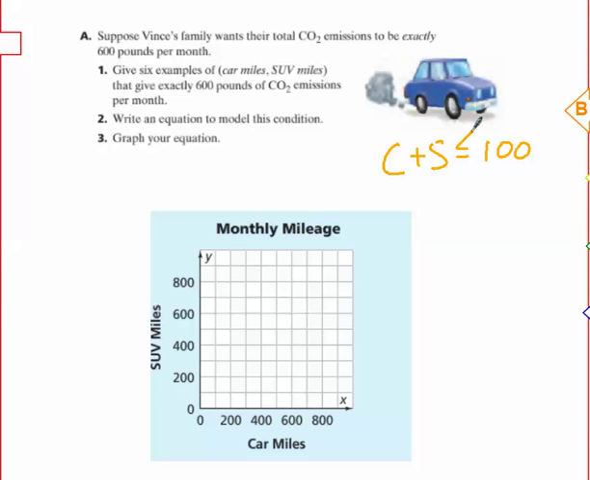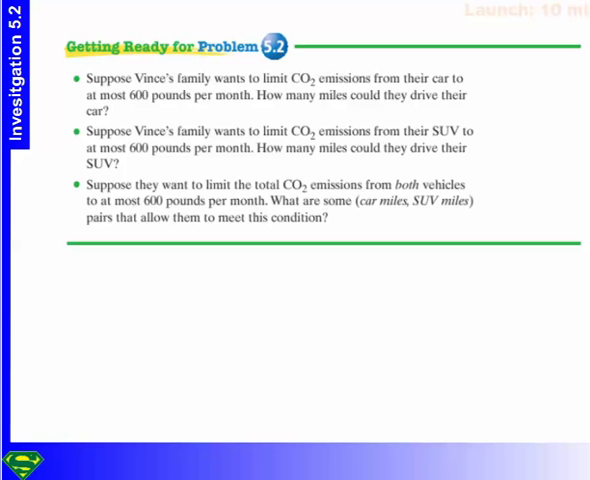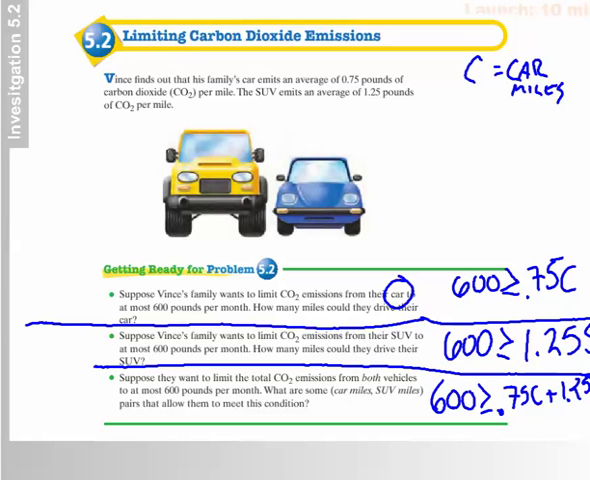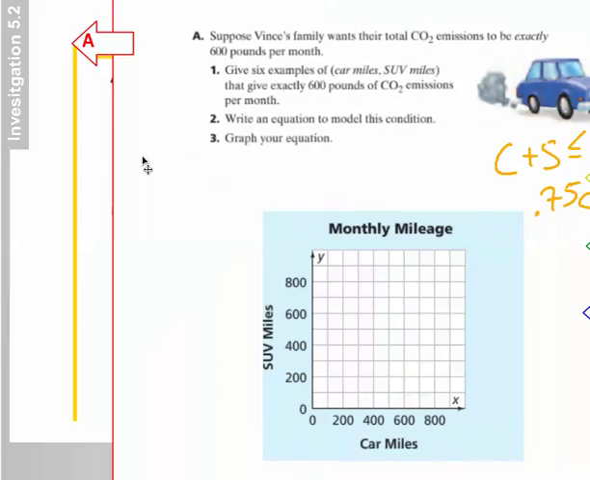We know the car produces 0.75 pounds of CO2 per mile. So for every mile, I'll produce 0.75 pounds of CO2. Well, with the SUV, I think it's 1.5 pounds. Let me double check. Let's go over here. 1.25 pounds, I'm sorry.